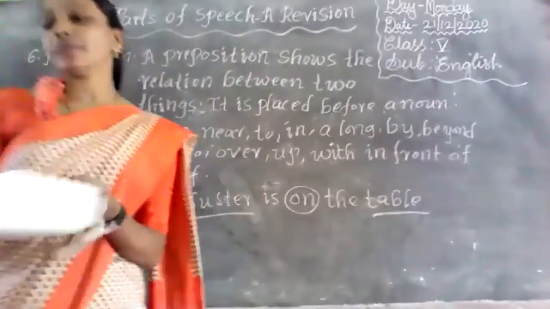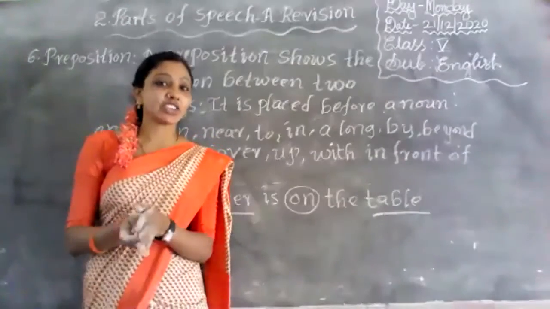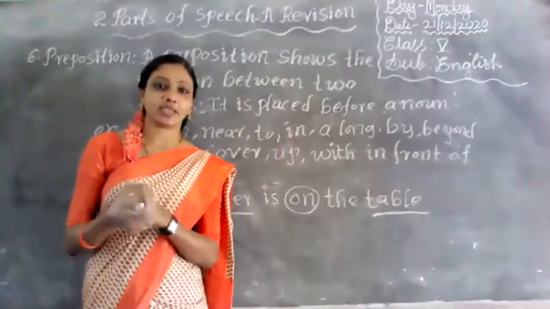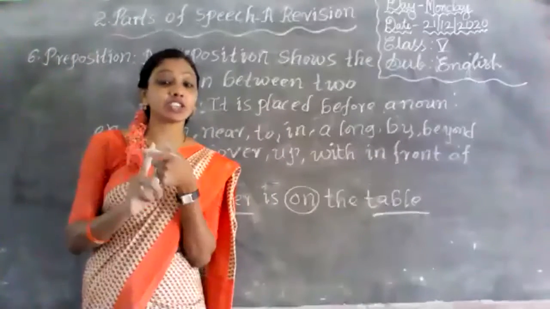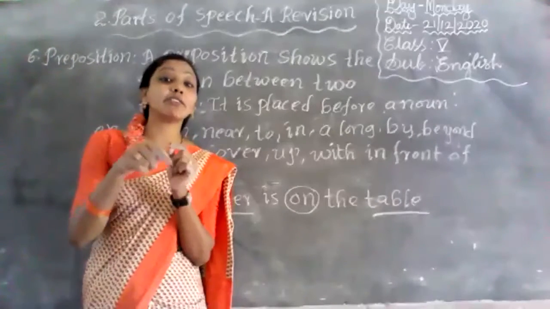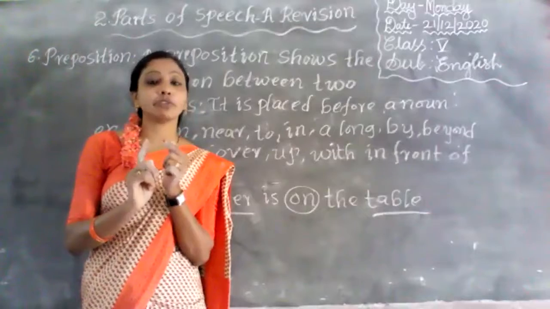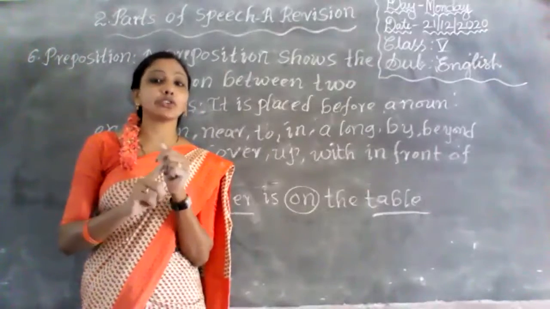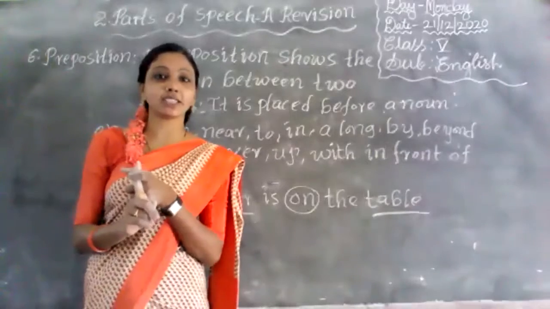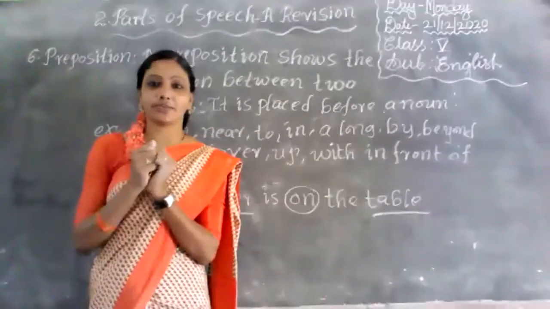Very good. And next, for example, where is the fish? The fish is in the water. What is the relation between the fish and the water? The fish is in the water. Inside. The fish lives in the water. So here the preposition is showing the relation between fish and water. So what is the preposition? In. Did you understand?